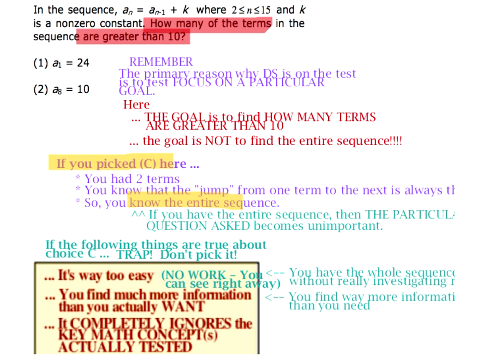And what's most important here is that if you pick C on this problem, then you never have to think about the substance of the question, which is how many terms are greater or less than 10. If you don't have to think about what the question is asking you, then that is trouble city. If you have that kind of situation, then it's a trap answer.